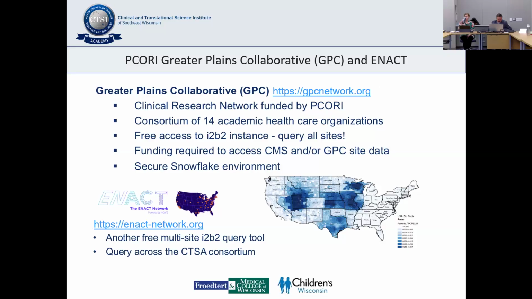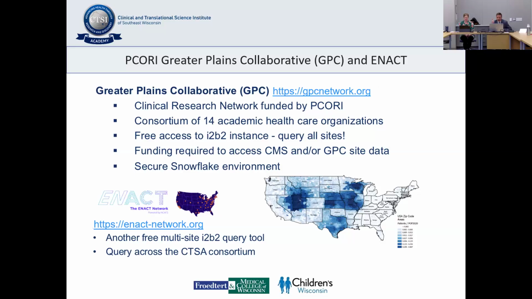And then on the lower left here is the Enact network, which is similar, but it was focused on CTSA sites. So you see the little dots across the country on that little map. Those are the sites that are engaged in that. I apologize, I don't know the number of CTSA sites. I think there's 62 of them across the country. I don't know that all of them are engaged, but many of them are. And again, it's another multi-site query tool like I2B2.